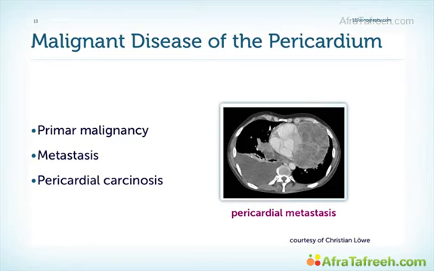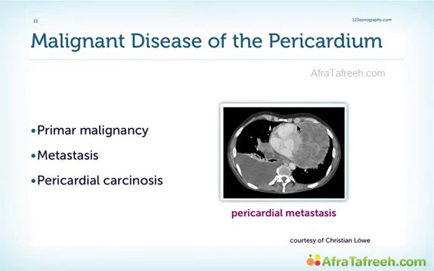Malignant pericardial disease. Malignant involvement of the pericardium can occur as a primary malignancy, in the form of metastasis, and in the form of pericardial carcinosis. Metastasis in pericardial carcinosis is the result of a secondary involvement of the pericardium, with pericardial carcinosis being a more diffuse process.